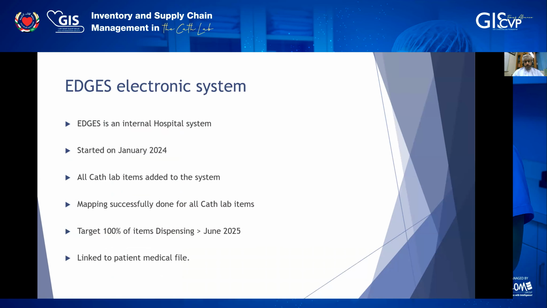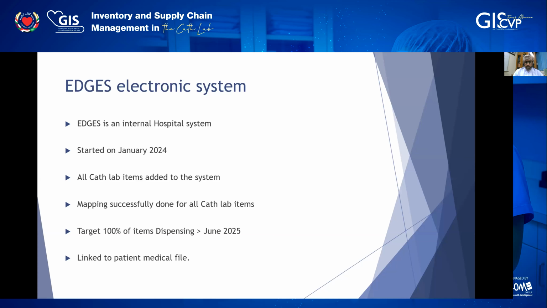Edge's electronic system uses a barcode to feed the system with all available items that we have, and we dispense to each patient by using the barcode reader as well. We started this system last year, January 2024, and Alhamdulillah, we successfully added all items that were previously in the lab and the new items to the system. So the system fully has the data of all cath lab items right now.